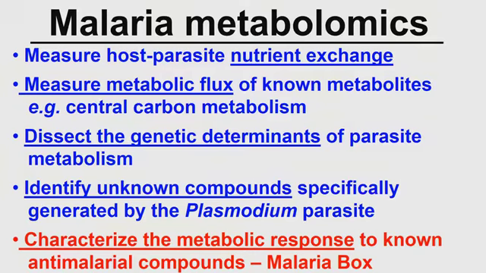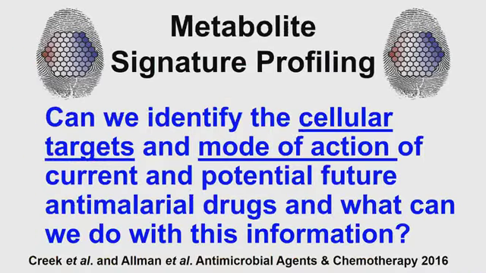So what I want to talk about today is something relatively new from my lab, and you'll also hear more on this from Darren Krieg's group, and that is looking at metabolic responses to anti-malarial compounds, in particular the malaria box. We call this metabolite signature profiling, and the basic question is quite straightforward. Can we actually identify the cellular targets and predict the mode of action of current and potential anti-malarial drugs? And then what do we actually do with this kind of information with regard to thinking about future anti-malarial drug strategies? This work has been recently published both from Darren's lab as well as my lab in this journal here.